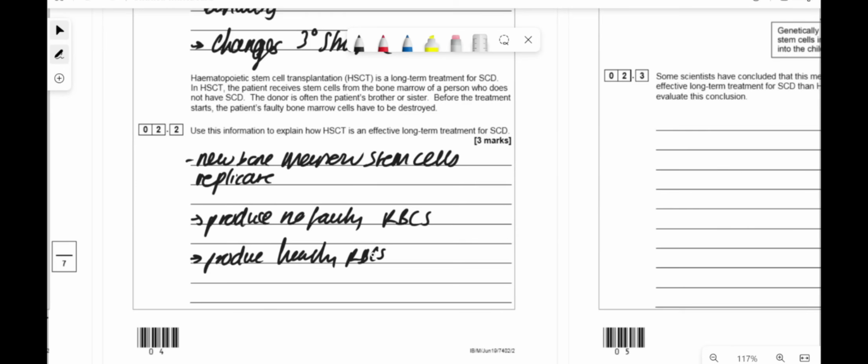The question here is trying to assess your understanding of how stem cells work in application. So it's not really asking you to say, oh, it's pluripotent, multipotent, whatever, right? It's just trying to get you to understand that if you obliterate all the stem cells this person already has and put new stem cells in, then you're not going to get faulty RBCs, you're not going to get faulty hemoglobin, I should say, sorry, and you get healthy red blood cells.